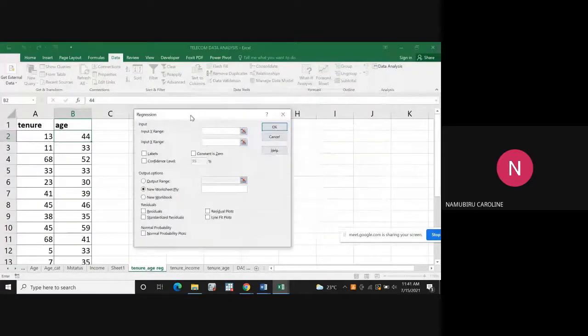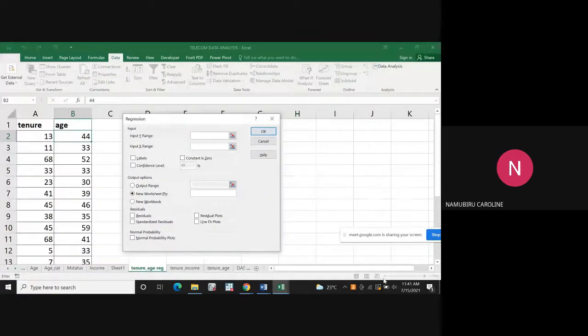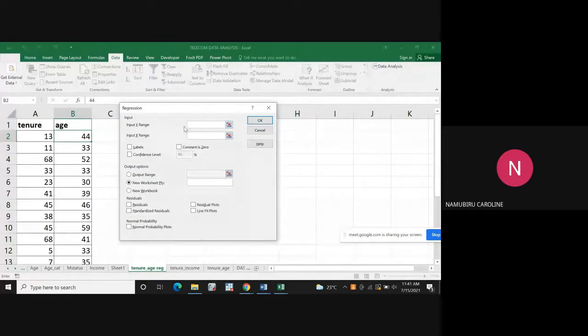Now, when you say okay, I want us to really be together at this point because it's very important. The first thing they ask when this dialog box pops up is, what is the Y range? The Y range is the dependent. It's very important for you to distinguish between what depends on the other. The one they call the Y is the dependent.